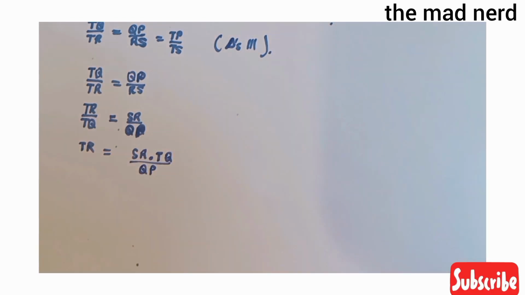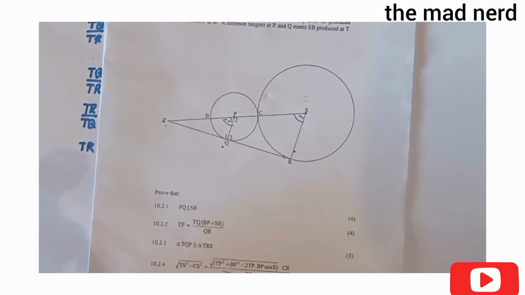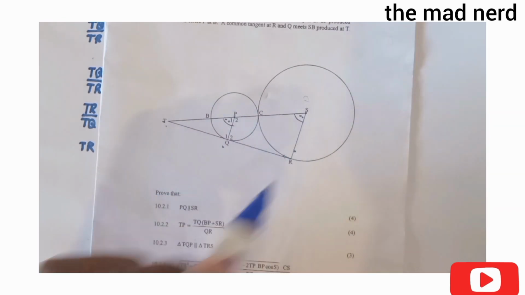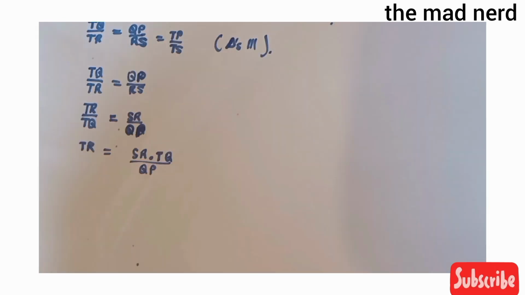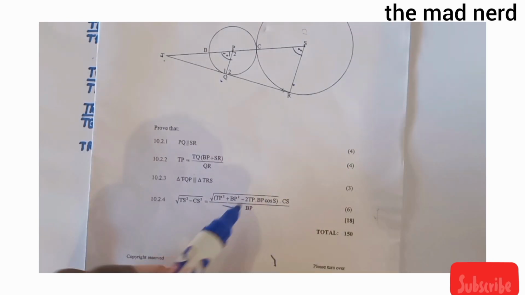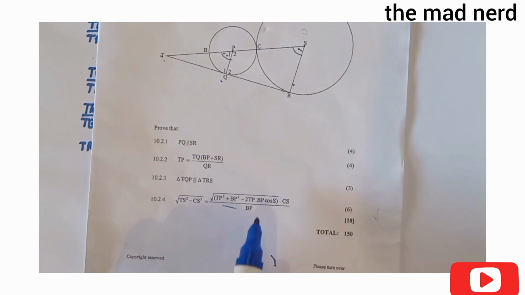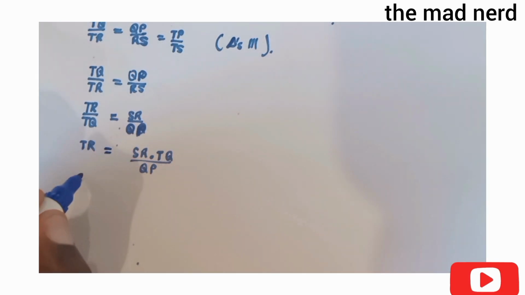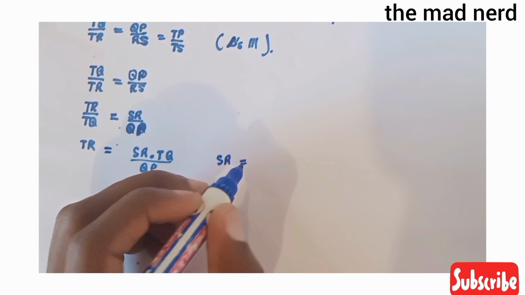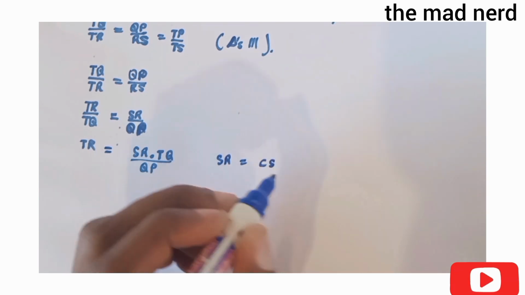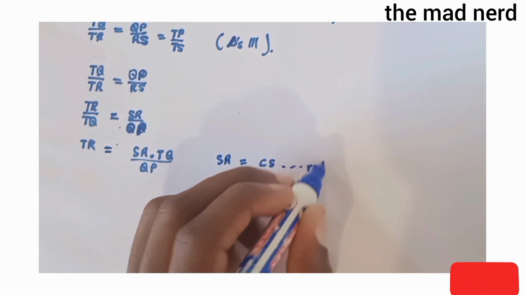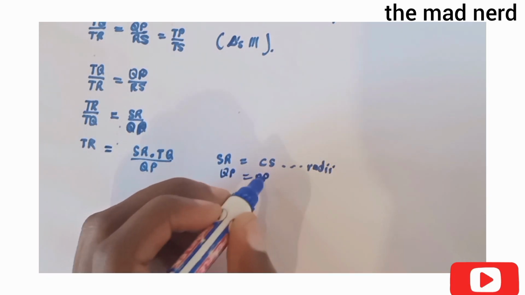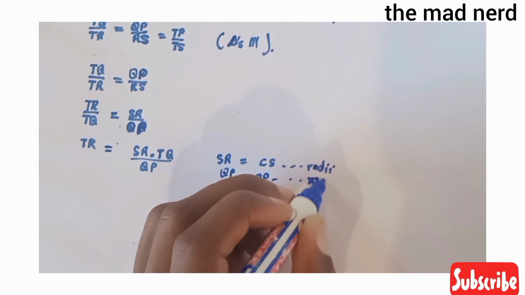What I just said is that this side QP is also equal to BP, and this side SR is also equal to CS. So since the final answer says CS and BP, let's try to replace them. SR is also equal to CS, because those are the radius, and QP is equal to BP, because we have them as a radius.